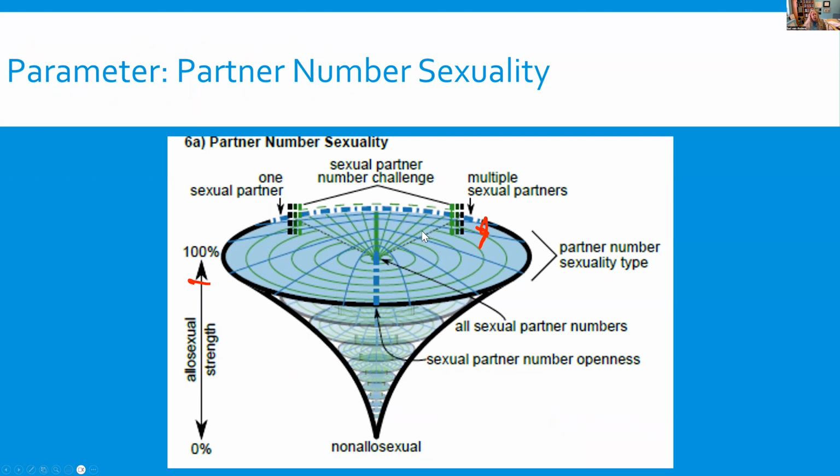We can also do this for partner number sexuality. So here's someone who says that they have multiple sexual partners, and that's important to who they are. Here's someone who says their partner number sexuality kind of is within all partner number sexualities, kind of not really just one or multiple. It sort of is outside that framework.